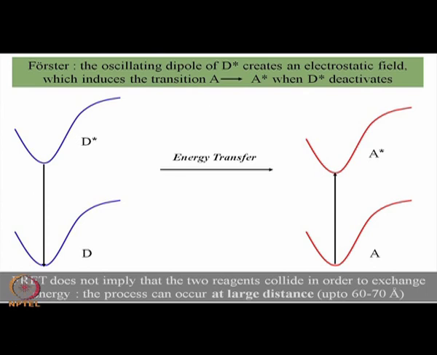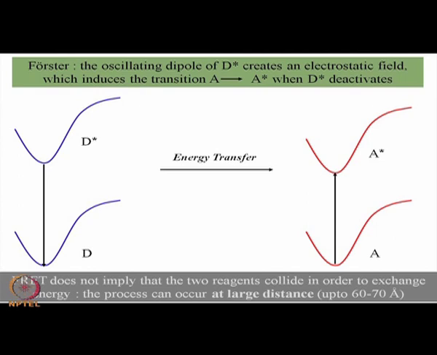Now, Foster does not imply that two reagents or two molecules collide in order to exchange energy. The process occurs at some large distance. As I explained to you, there has to be an overlap of the emission spectrum of the donor and the absorption band of the acceptor, but that does not mean that they will have to come together. Some overlap must be there, but it is not like that.